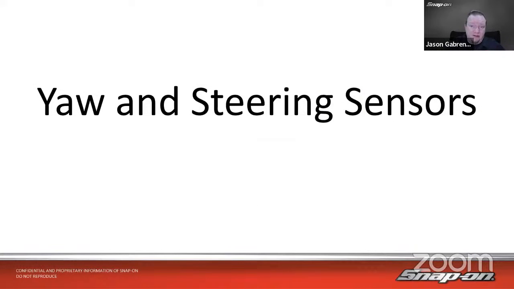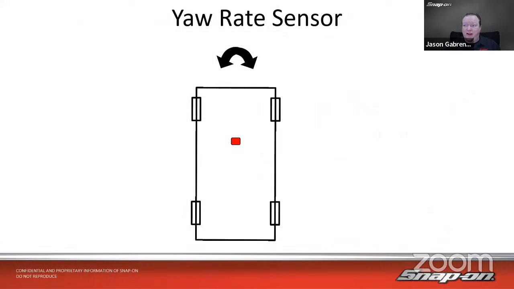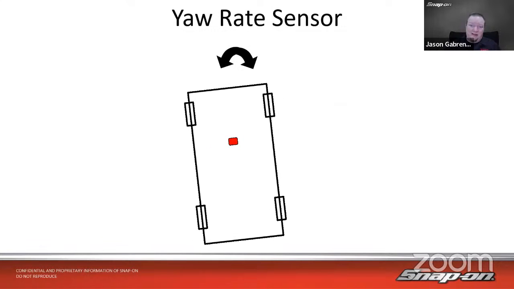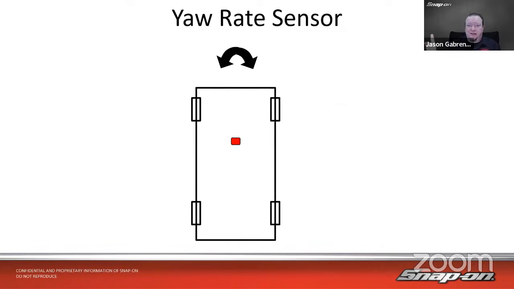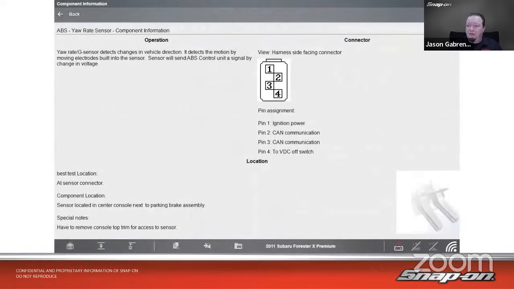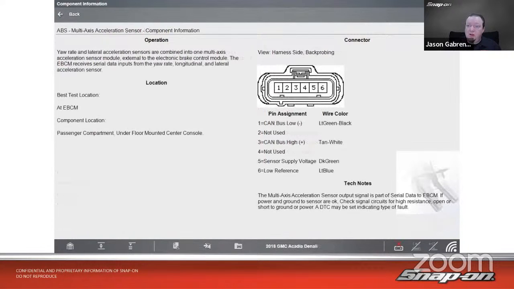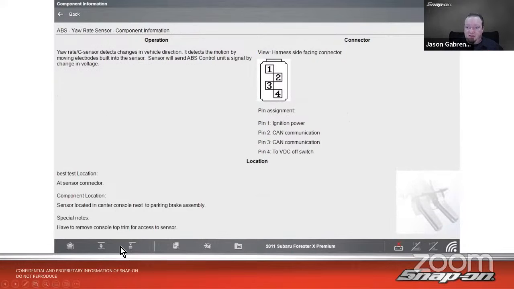So next sensor, yaw and steering sensor. A yaw rate sensor is usually centered in the car, and it's going to detect the vehicle yawing back and forth. They call that angle yaw, going back and forth like that. In this case, the yaw rate sensor, or G sensor, detects changes in vehicle direction, detecting motion by moving electrodes built into the sensor. The sensor will send the ABS control unit a signal by changing voltage. And you'll notice this one says it's located in the center console next to the parking brake assembly, so right in the middle.